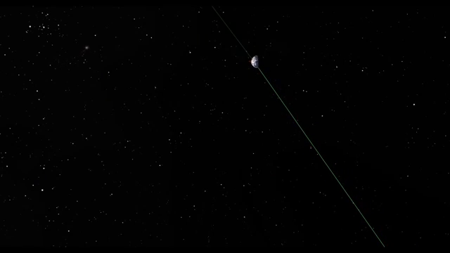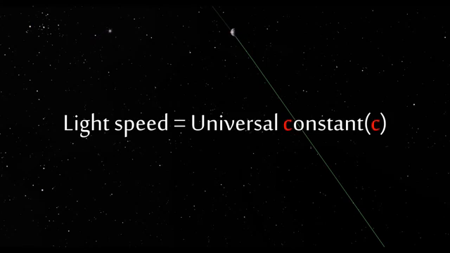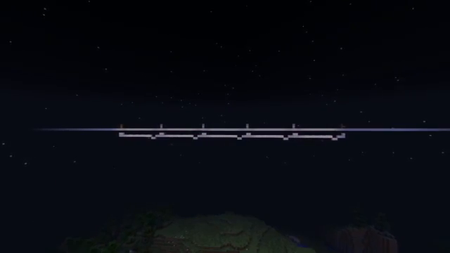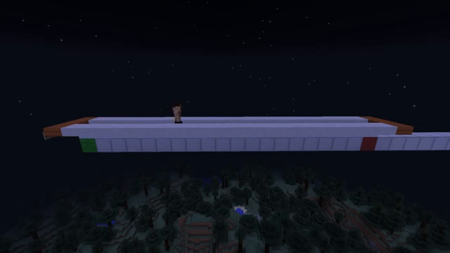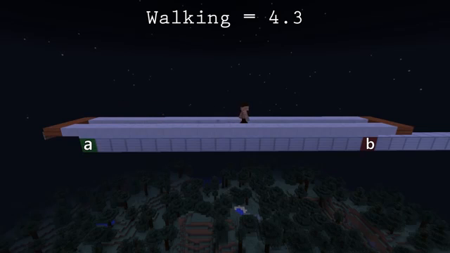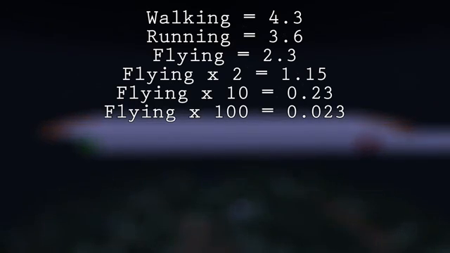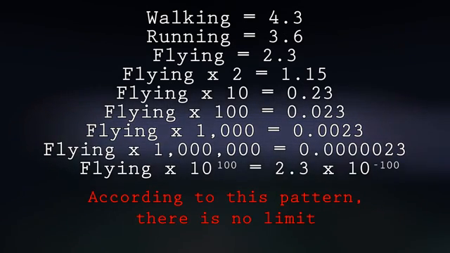So if it's not a property of light that determines the universal speed limit, then what does? The short answer is that we really don't know, but a simple experiment can be used to illustrate how a limit like this might be operating in the real world. Here we have a runner who wants to get from point A to point B. Walking, he gets there in 4.3 seconds, running in 3.6, flying in 2.3. If we extrapolate this pattern, it appears as though his time will always improve with more speed. But as we know, light speed is the fastest you can travel.